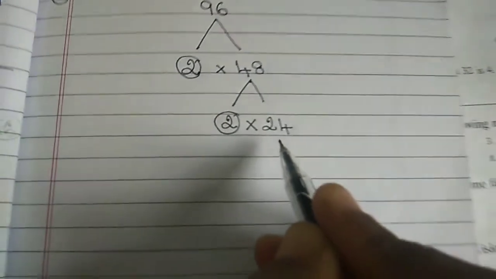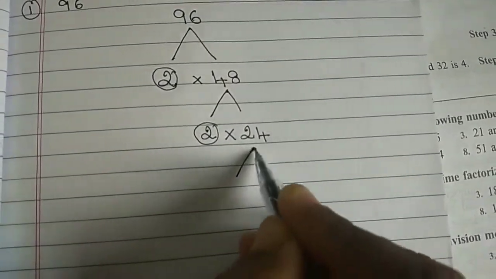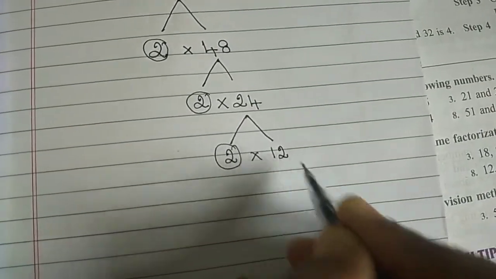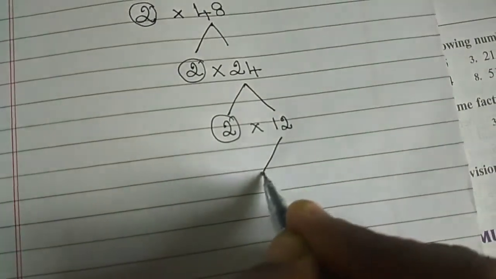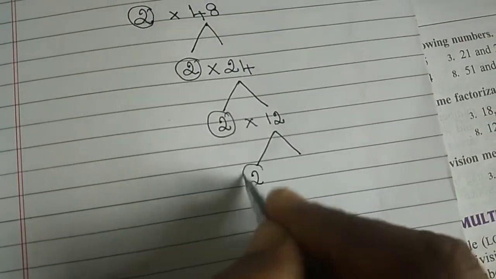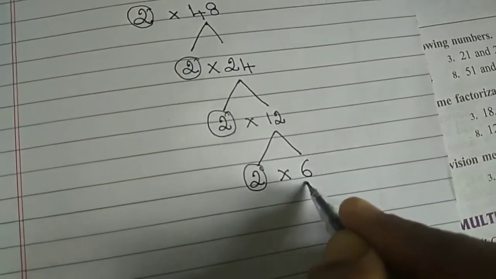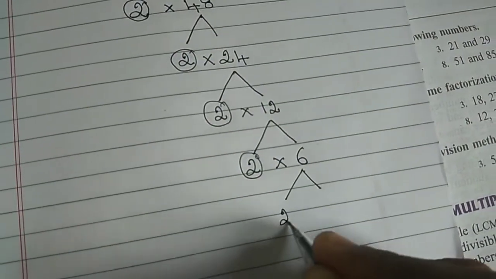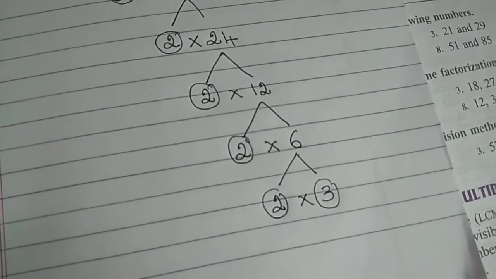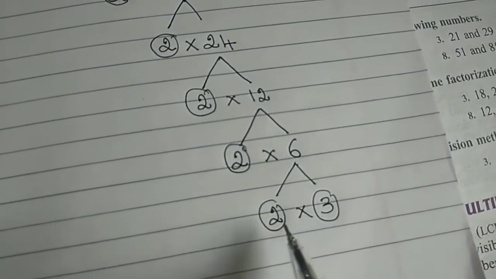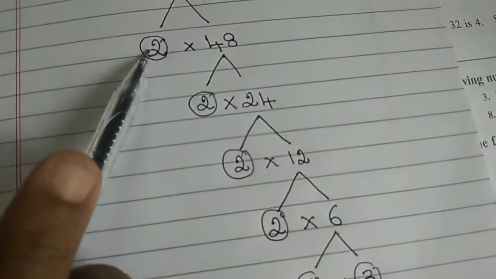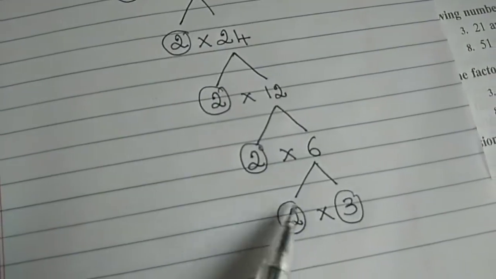And coming to 24, what will come, children? 2 12s are 24. And again you can break this one down. What will come? 2 6s are 12. And 6 means 2 into 3. Now this one you can't extend; this is the final one. You can't break a prime number down further. So these are all prime numbers: 2, 2, 2, 2, 2 into 3.